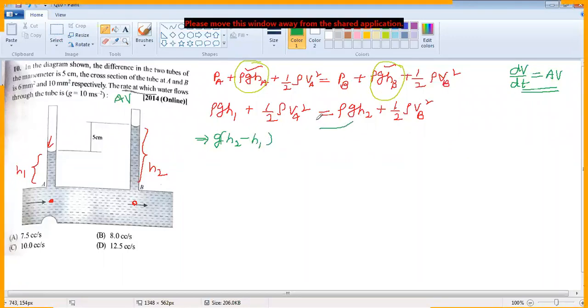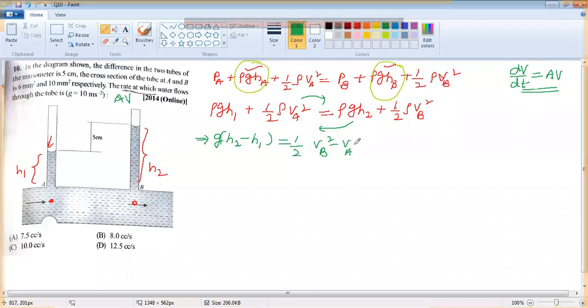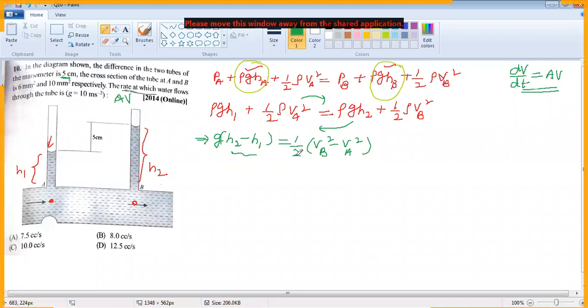So I bring this to this side. Now this one I move to that side. That should be equal to, rho is cancelled, so 1 by 2 into VB square minus VA square. So H2 minus H1 he gave. Heights difference is how much? VA square minus VB square, sorry, because GH1 moved to that side, no? H2 minus H1 into VA square minus VB square.